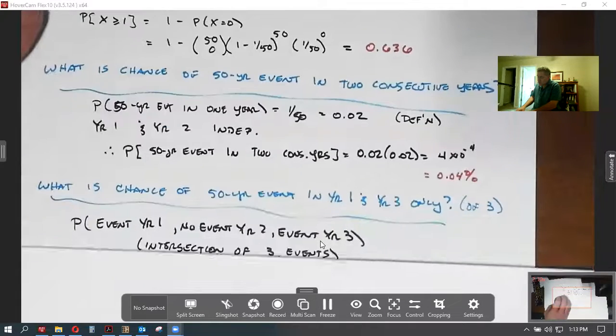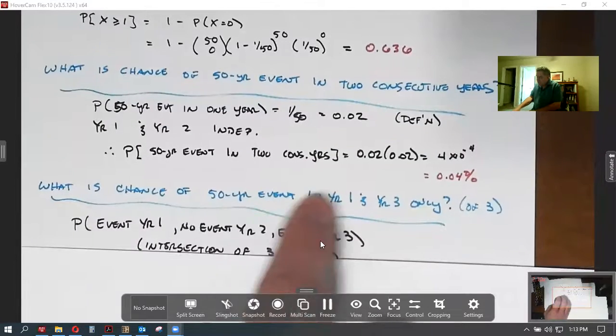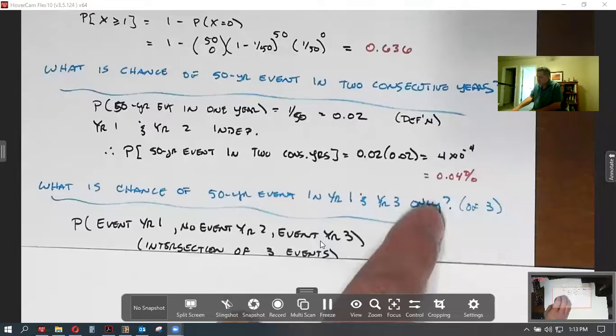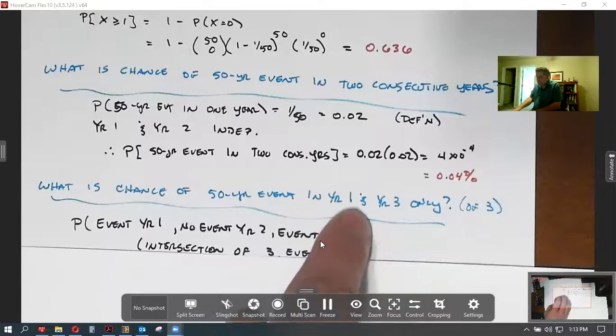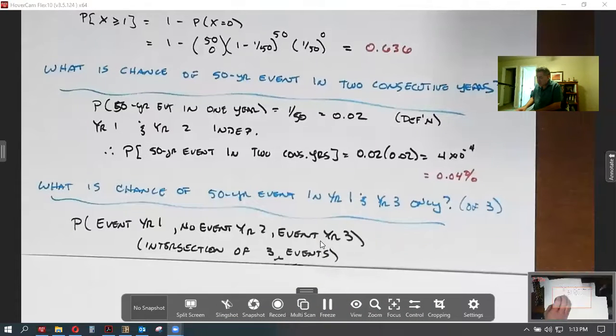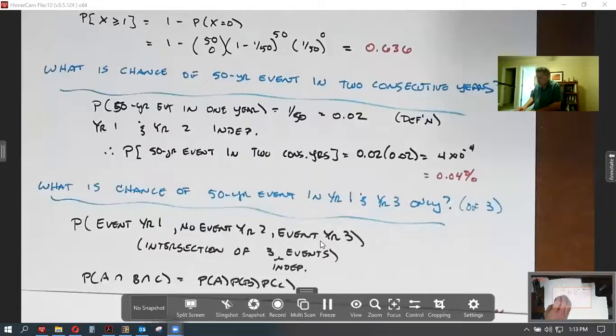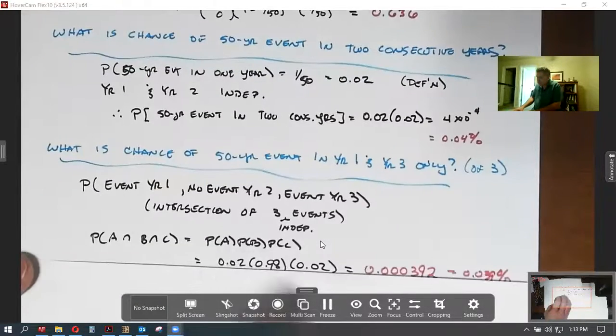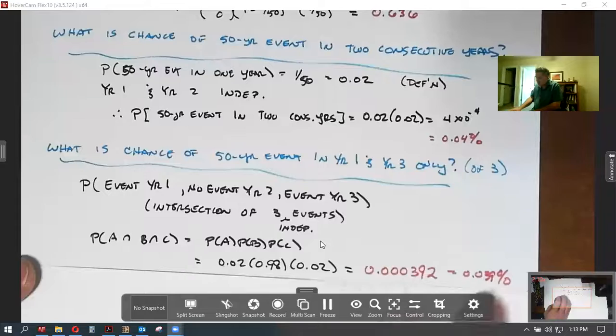Well, what if we had a 50-year event in year 1 and a 50-year event in year 3, but that obviously means not in year 2? What's that probability? Right, so that's the intersection of these 3 events. And again, if they're independent, then we just do a straight multiplication of those, and we'll be slightly less than we were before. That's at 0.039%.